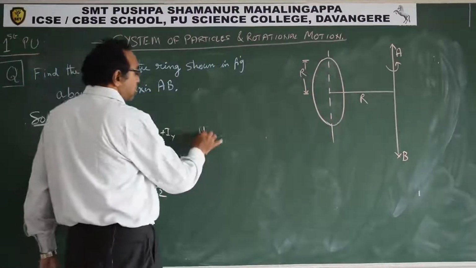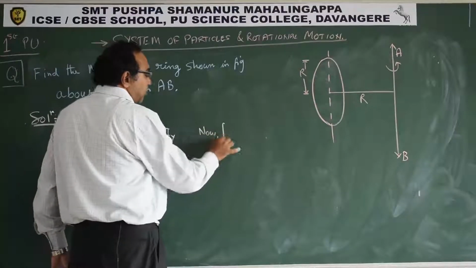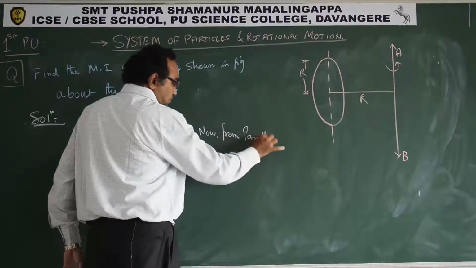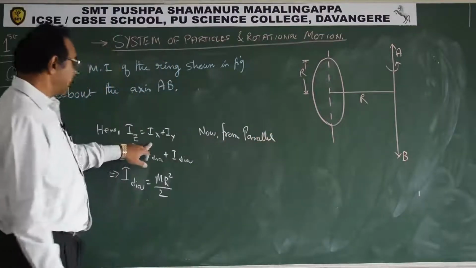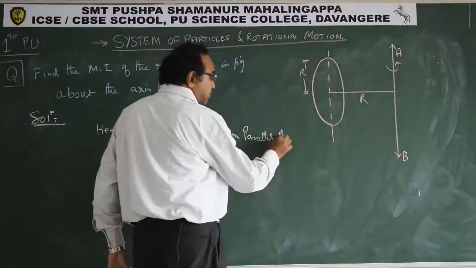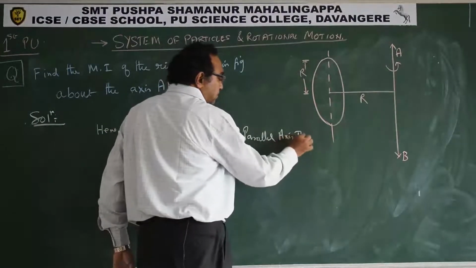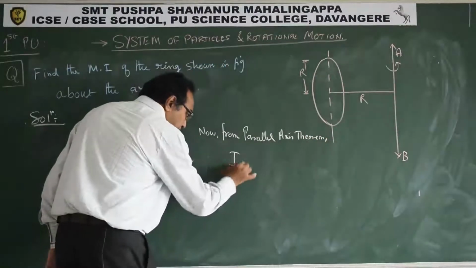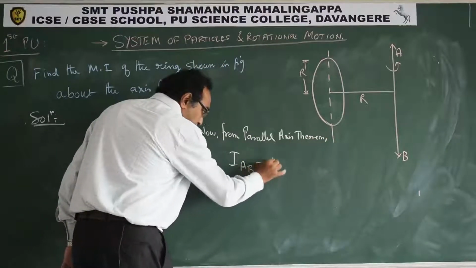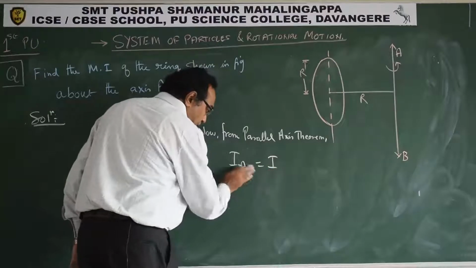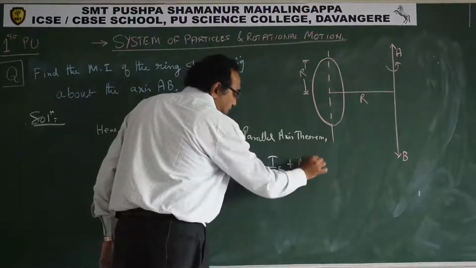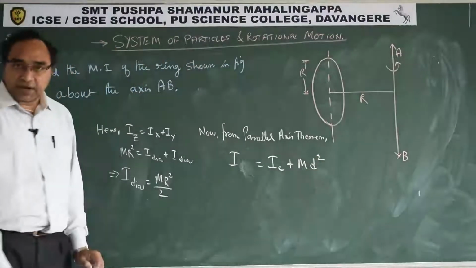Now, from the parallel axis theorem, this was the perpendicular axis theorem. Now from the parallel axis theorem, IAB can be said as I is equal to I center plus mass times the square of the distance. This is what we get from the parallel axis theorem.